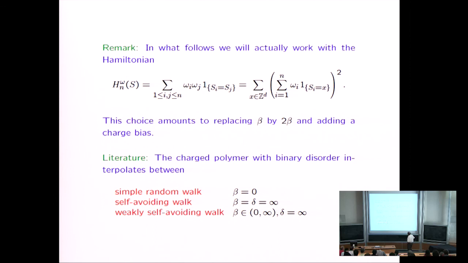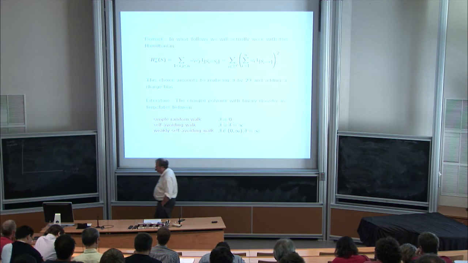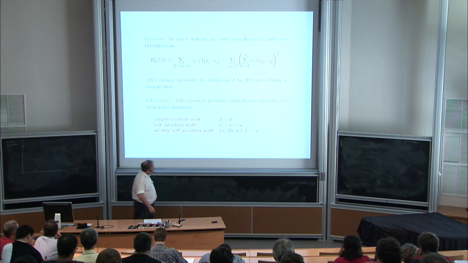Now, let's look at the bottom here. This model has as limiting cases some well-known objects, and they tie in nicely with what Gadi was talking about before. First of all, if beta is equal to zero, then the whole interaction is killed, and I'm back to simple random walk. So beta equal to zero is what's happening on this line here, which isn't very interesting. That's just classical simple random walk.